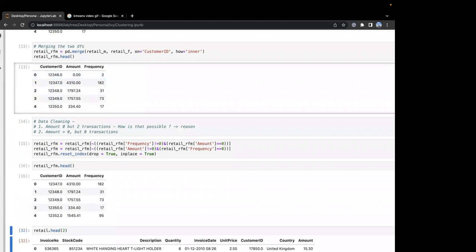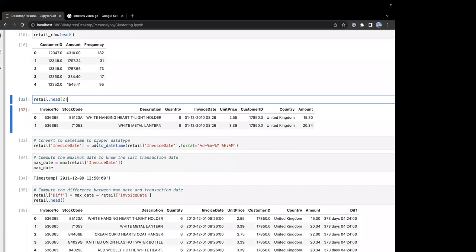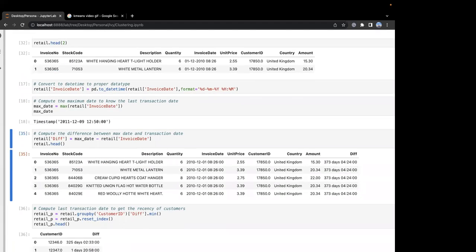I might have to do some cleaning here and there. You can see everything is written. You can go through that. Then again, based on invoice date, I am going to find out the recency of the customer.